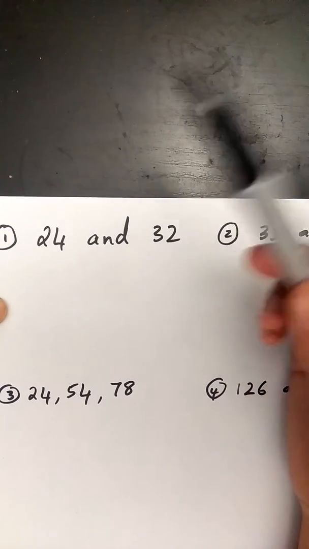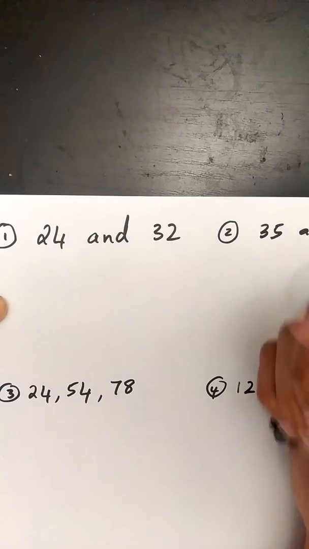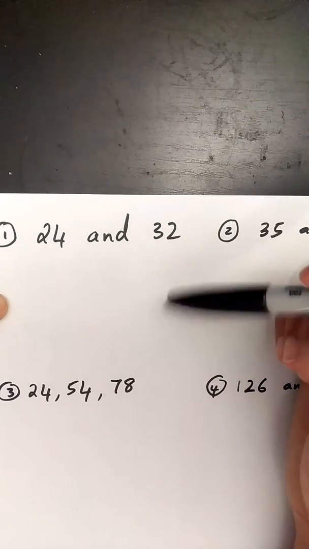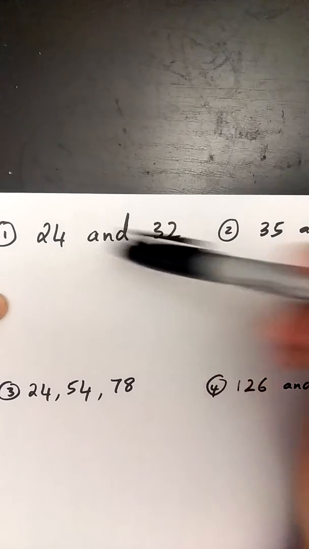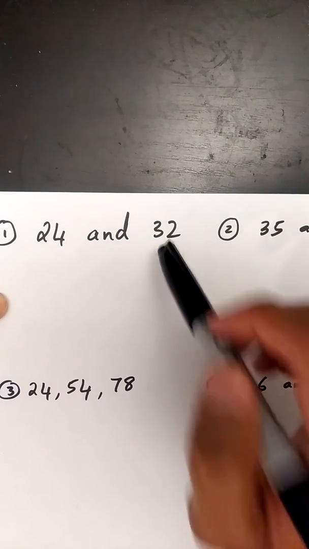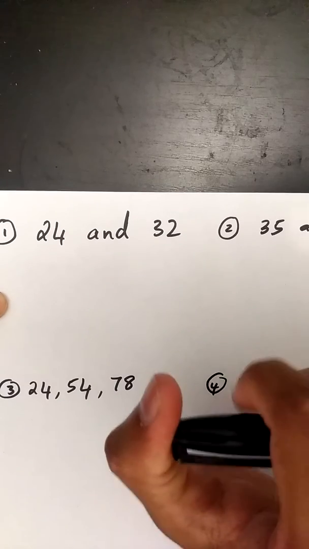Alright, so we're going to try and find the greatest common factor from these problems over here. The greatest common factor is nothing but the largest number that you can divide by multiple numbers provided in the question. So what's the biggest number you can divide 24 and 32 by? I'm going to show you an easy method to do this.